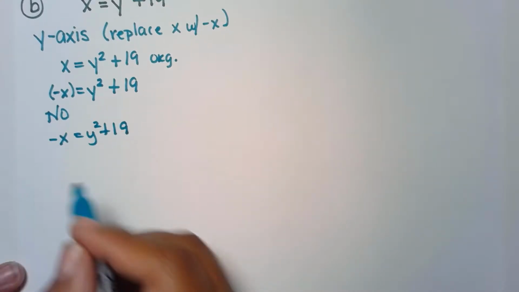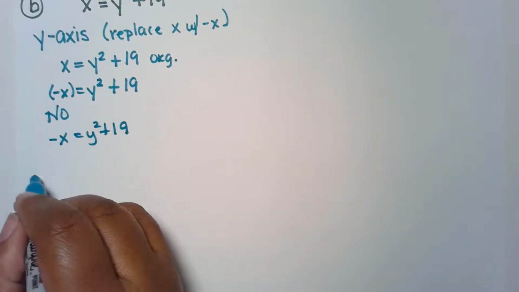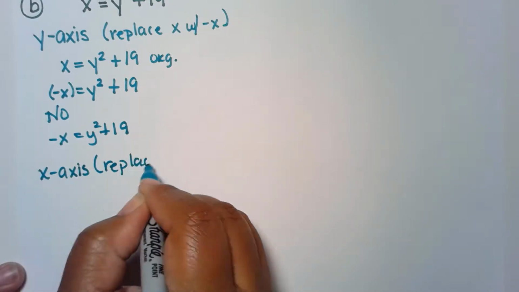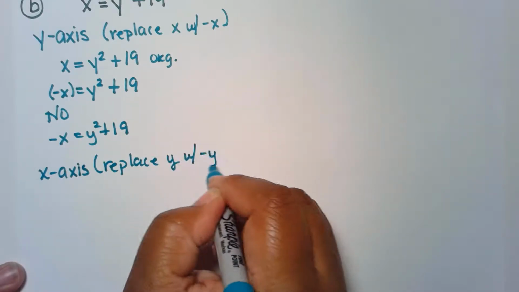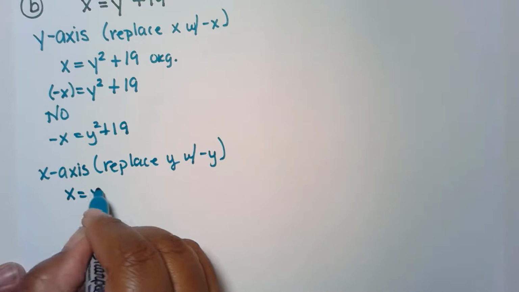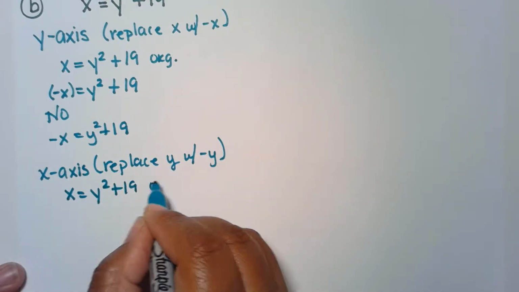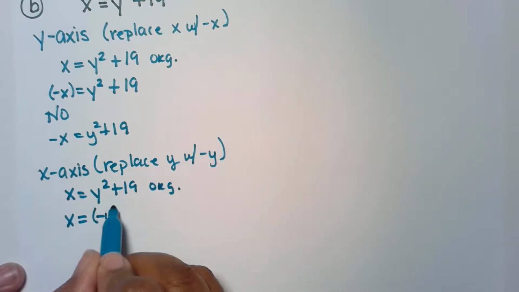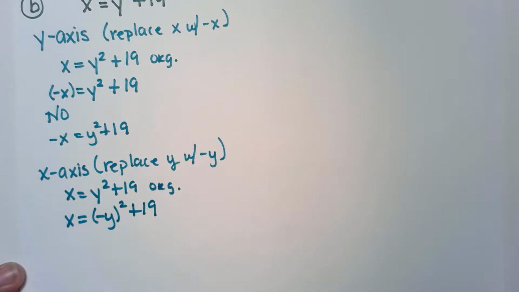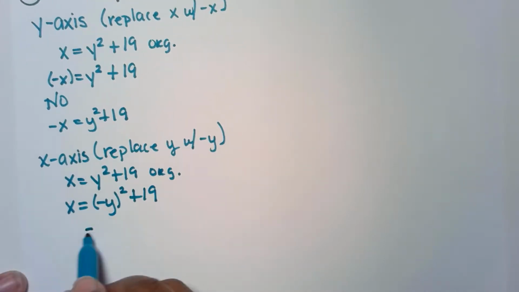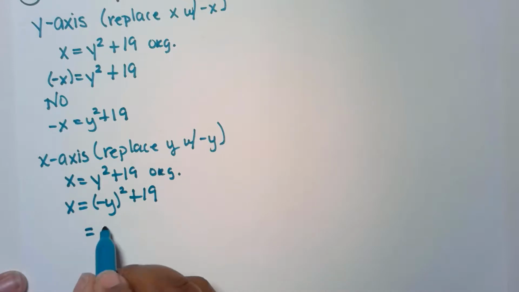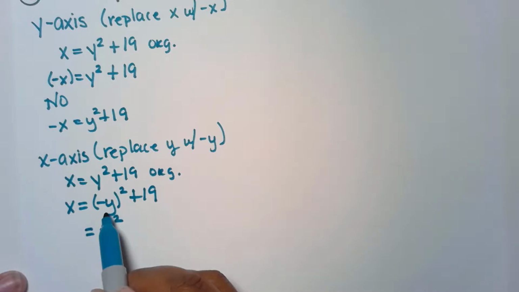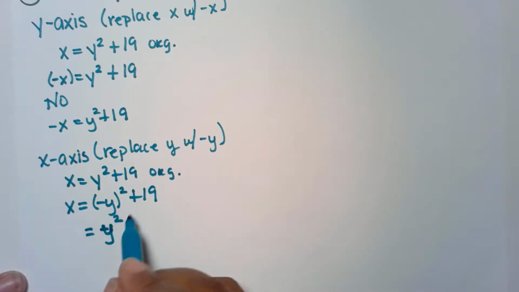Let's look at symmetric with respect to the x-axis. We replace y with negative y. Here's our original equation. Where we see y, we place negative y there. We have the quantity of negative y squared plus 19. And the quantity of negative y squared is y squared, because you have a negative times a negative, which is positive, y times y, which is y squared.